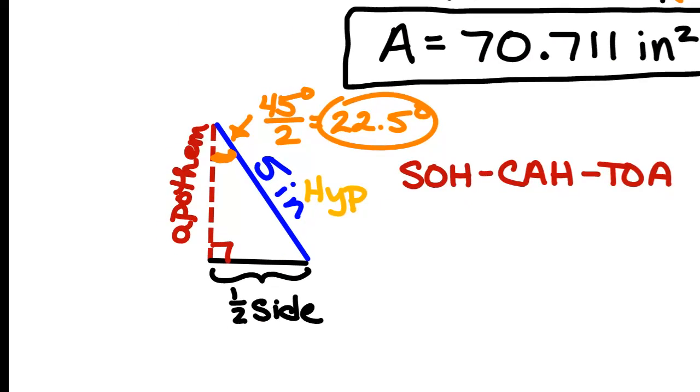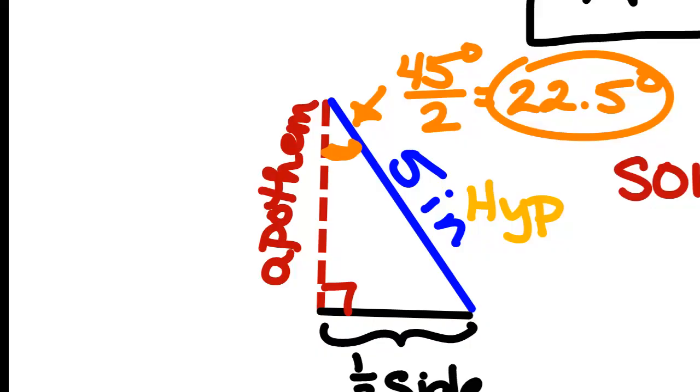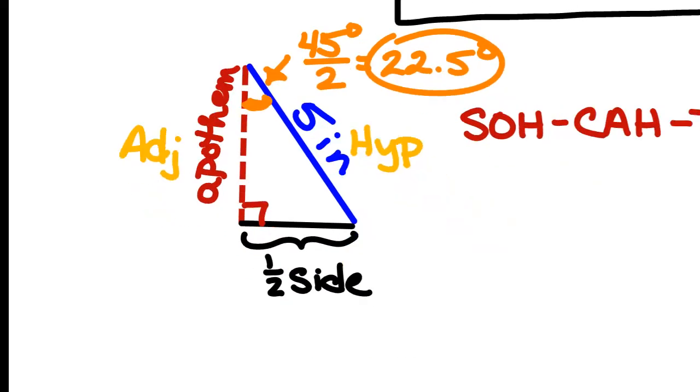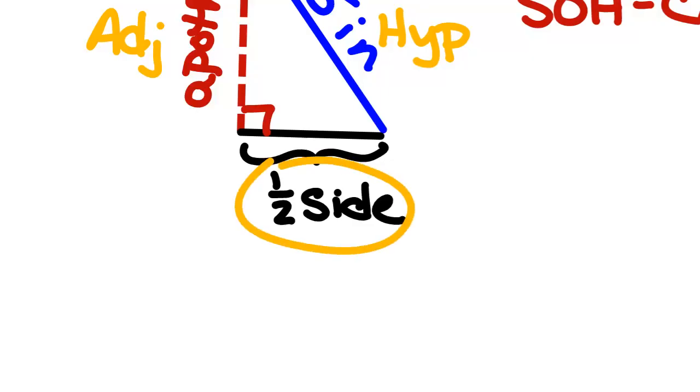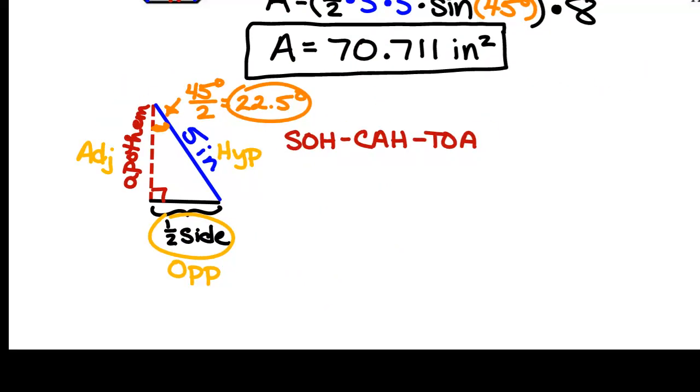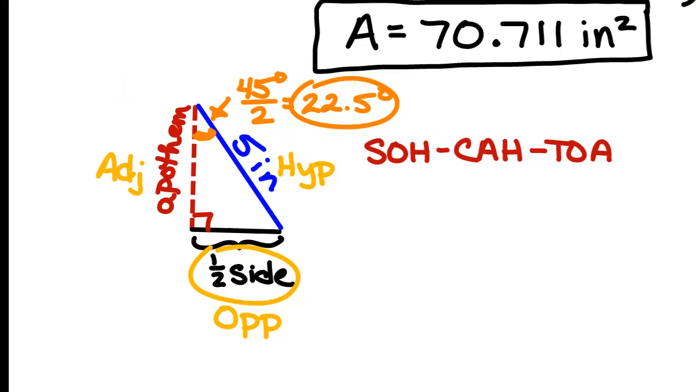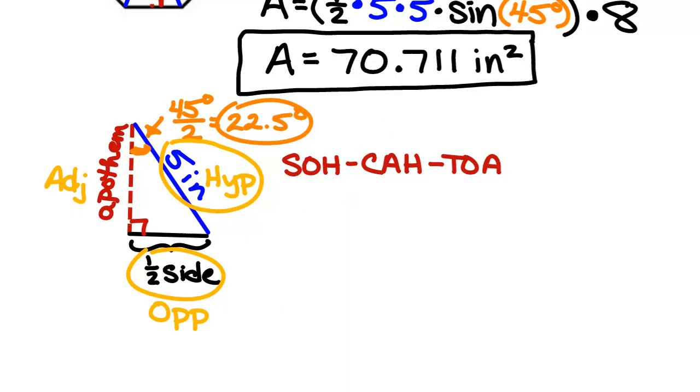The apothem is which side? Adjacent, yes. Apothem and adjacent. And that means down here, the half side of my octagon is the opposite side of my triangle. That's one of the things I'm trying to find, and the only number I have to work with other than the angle is this 5-inch hypotenuse. Which of these 3 in SOHCAHTOA lets me use the opposite and the hypotenuse?